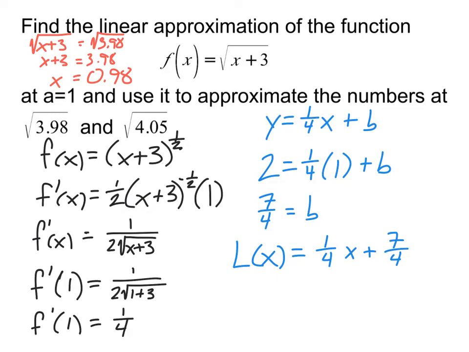Because remember, I started with plugging 1 in. It's not like I started by plugging in 0. And so my x values that are close to that 1 that I plugged in earlier, they're going to be close to 1 as well. All right, so that means that for the first estimate, I'm going to do L of 0.98. And that's going to give me my estimate for the square root of 3.98. And so for our first estimate, we should find that the square root of 3.98 is about 1.995.